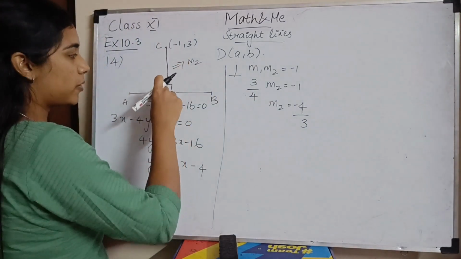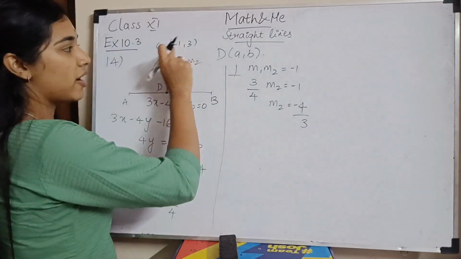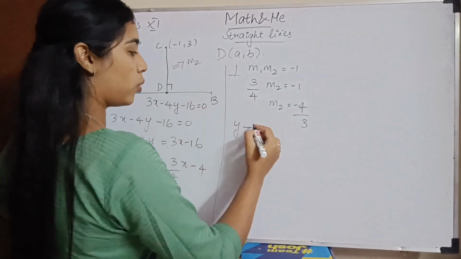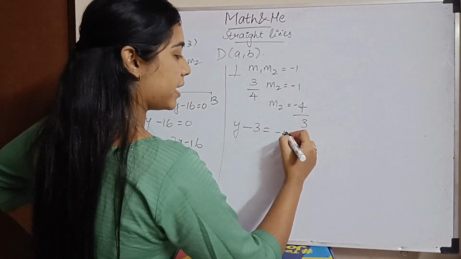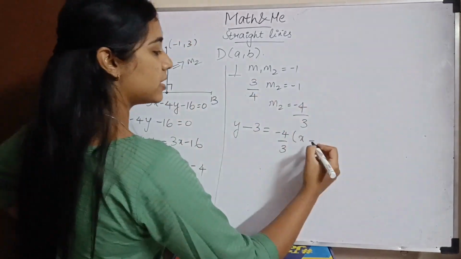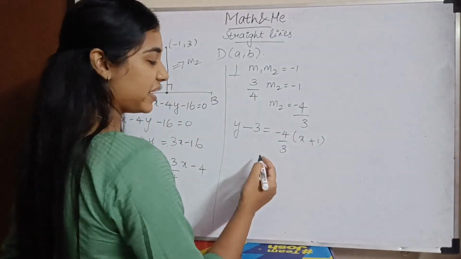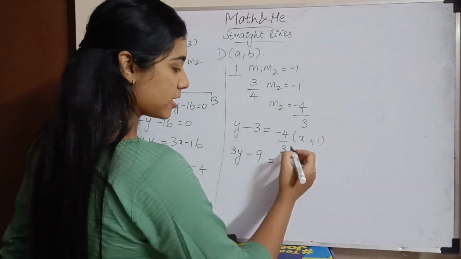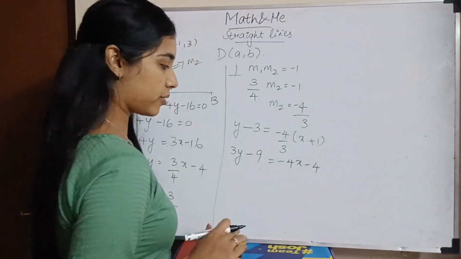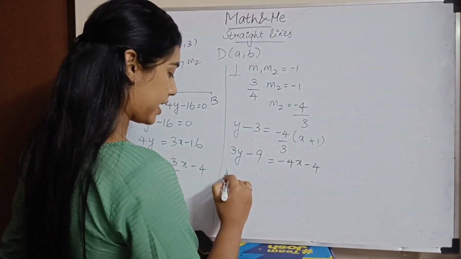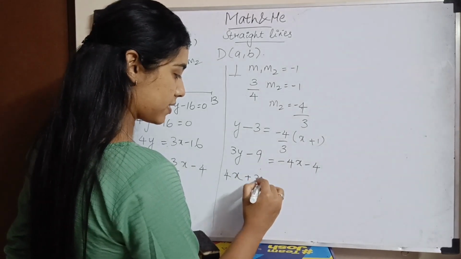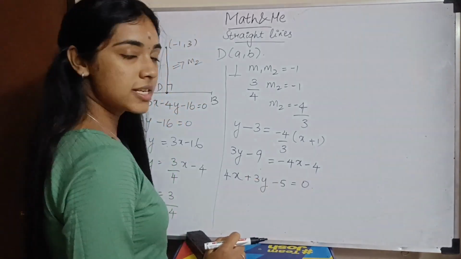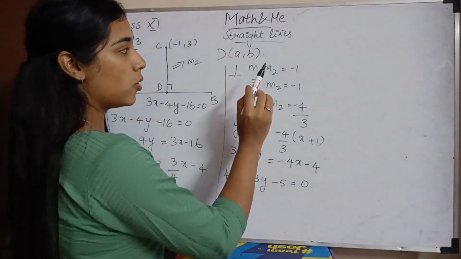So now you know the slope of this particular line and you have a point, right? So what is the equation of this particular line? You have y minus y naught equals m times x minus x naught. So when I multiply everything inside, I have 3y minus 9 equals minus 4x minus 4. When I bring everything to one side, I have 4x plus 3y minus 9 plus 4, which is minus 5, equals 0. Okay, now our goal is to find AB.